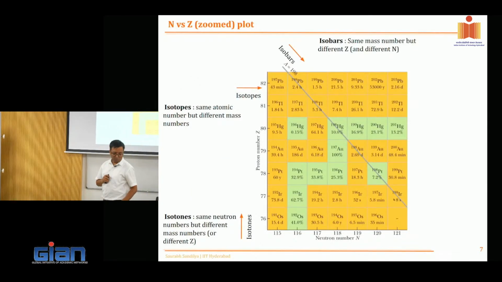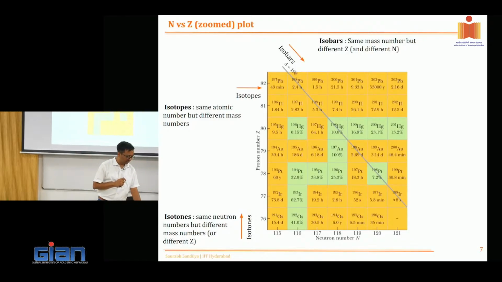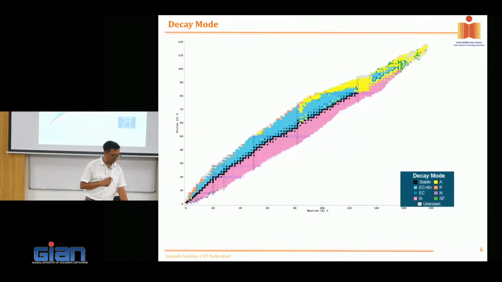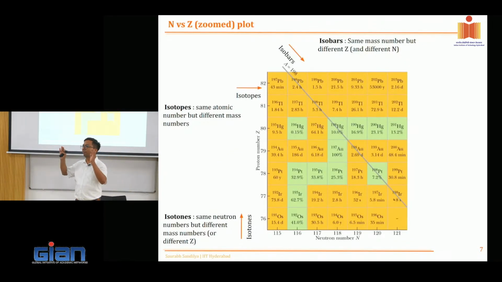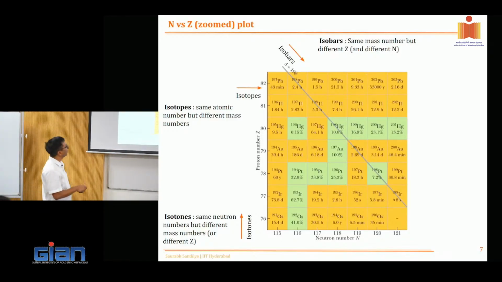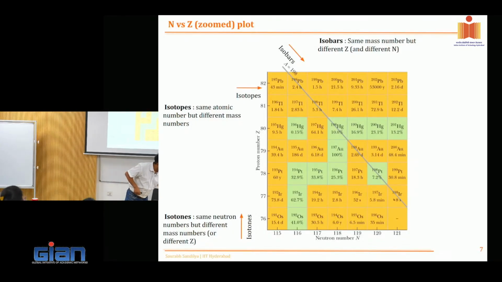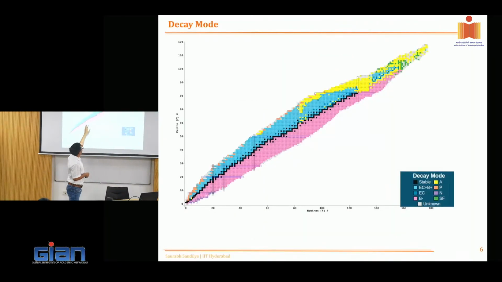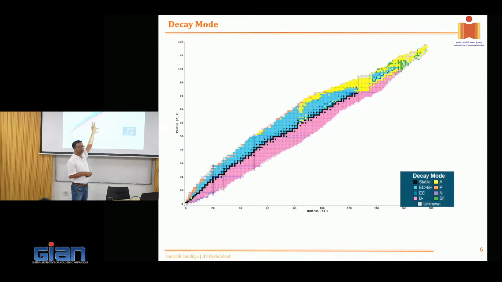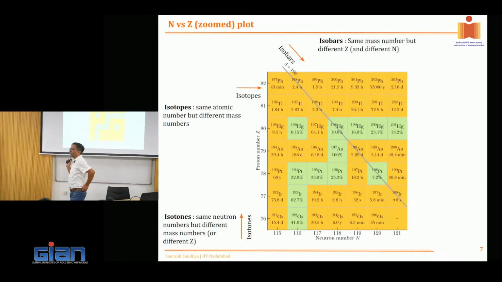What I did in this plot is that I super zoomed it up. Again it is the same thing, neutron number versus proton number. I figured out where gold should be, which is 79, and I zoomed the picture. So this graph is a zoomed-up image of that.